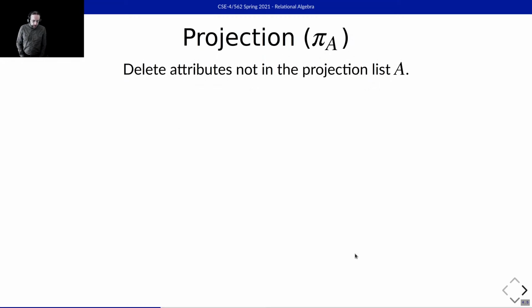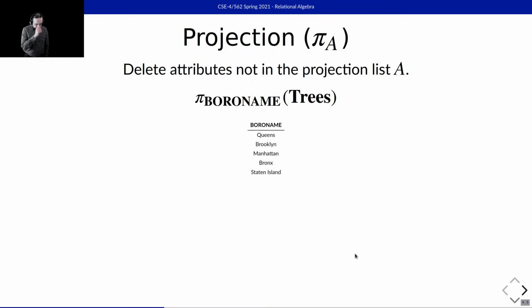Projection, usually written with a lowercase pi and subscripted with one or more attributes, is essentially going to produce an output that contains only those attributes. All of the other attributes just get thrown away. So for example, if I wanted to get the borough name attribute of all of the trees table, I would write this query, and I would get an output. Okay, so here's an output.